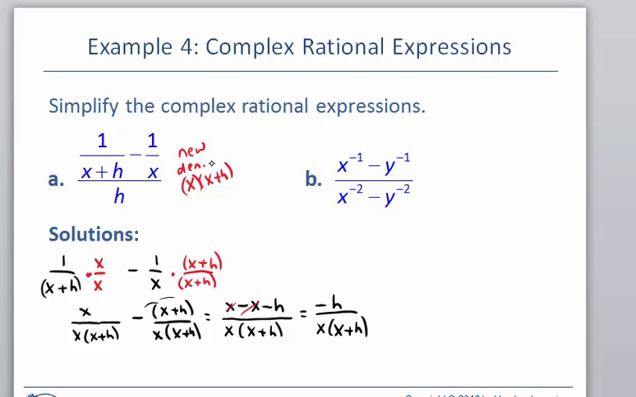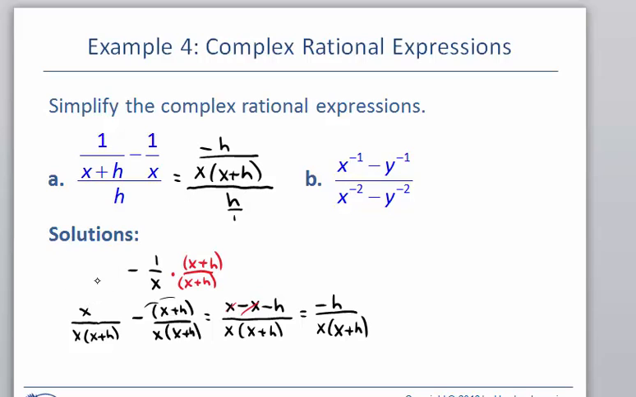Now, once that step is done, let's go back to our problem and look at what we've got. The top of the fraction is negative h over x times x plus h on the bottom, and that is all divided by h. Keep in mind that this h is over a 1. And technically we're really not going to be able to divide fractions, so instead we're going to have to multiply by the reciprocal.